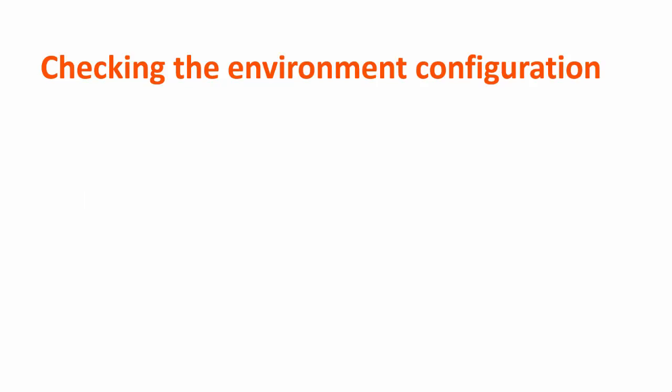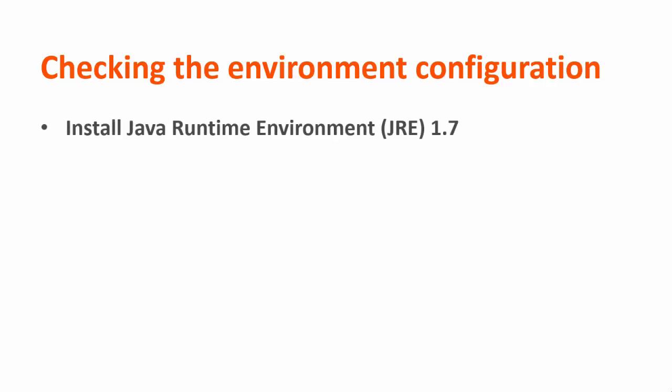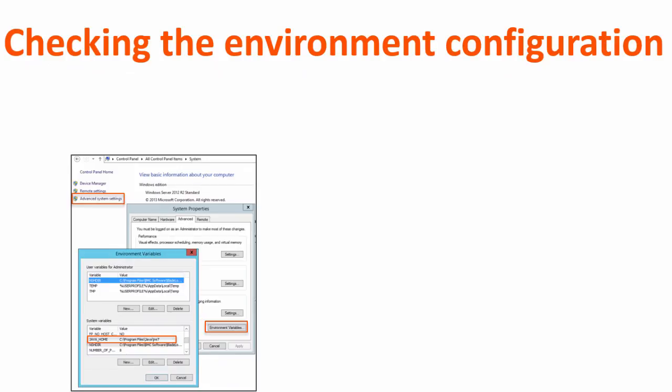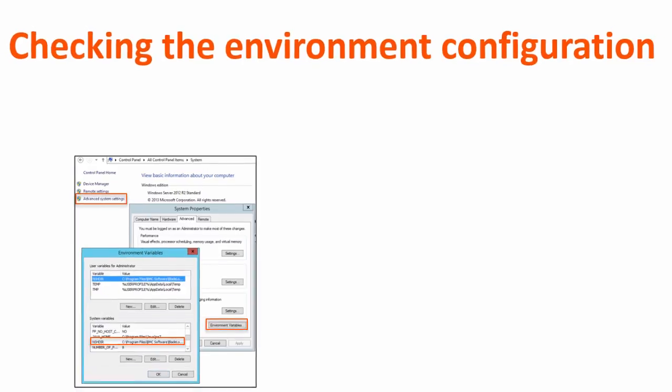Let us now take a look at the prerequisites which you must fulfill before you run the eZDeploy utility. Ensure that you install Java Runtime Environment 1.7 on the computer on which you would be running the eZDeploy utility. Set the Java Home Environment variable if it is not already set, and ensure that you have set the NSH directory environment variable according to your environment.